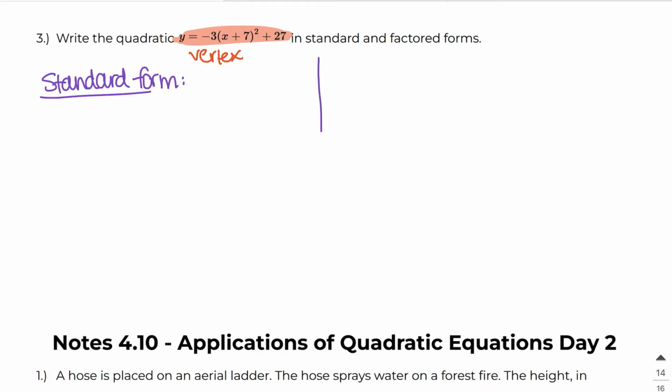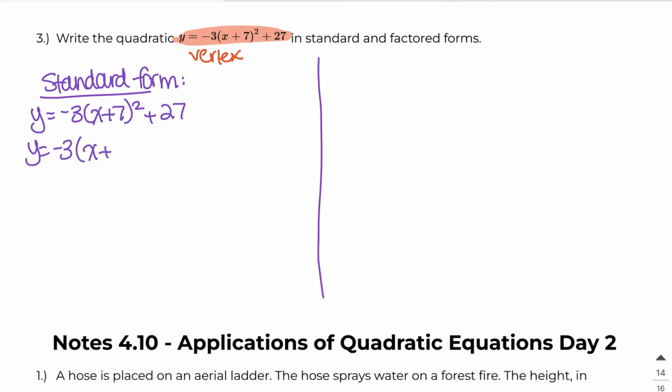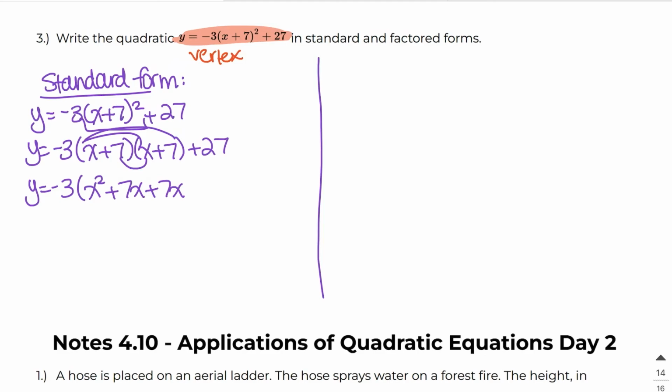So when I want to put this in standard form right here, I'm going to expand this x plus 7 quantity squared. I need you to be extra careful and remember this x plus 7 squared means I'm going to multiply x plus 7 by x plus 7. So here I'm going to expand this. x times x is x squared. x times 7 is 7x. 7 times x is 7x. And then 7 times 7 is 49. And then I'm going to write the plus 27 at the end.